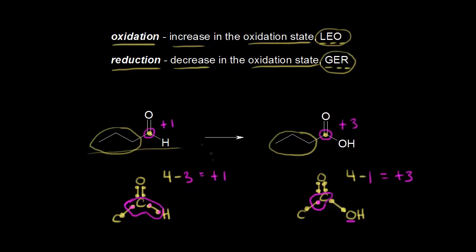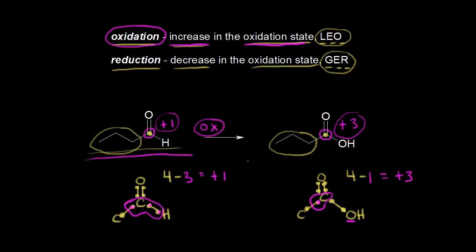So what happened in this reaction? Carbon went from an oxidation state of plus 1 to an oxidation state of plus 3. An increase in the oxidation state is oxidation, so our starting compound was oxidized here. In order for this to be oxidized, we would need some sort of oxidizing agent. I'll write that down here really quickly. We would need an oxidizing agent to accomplish this reaction.